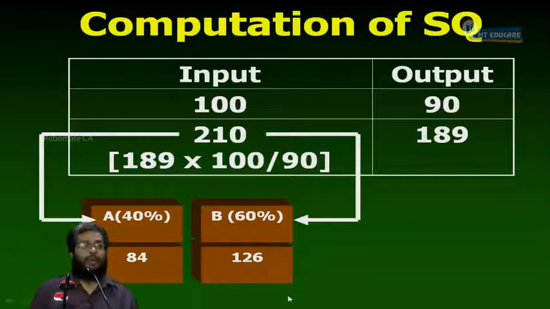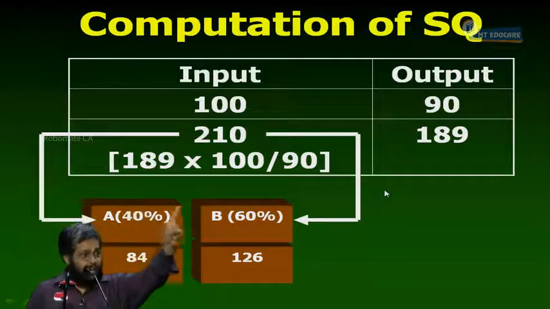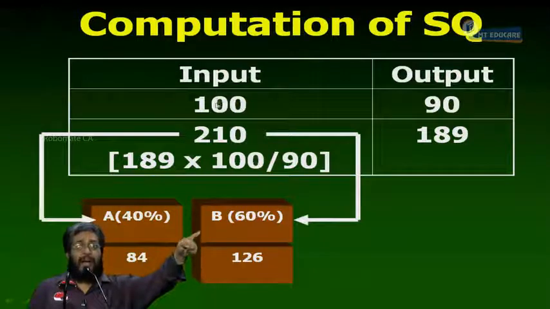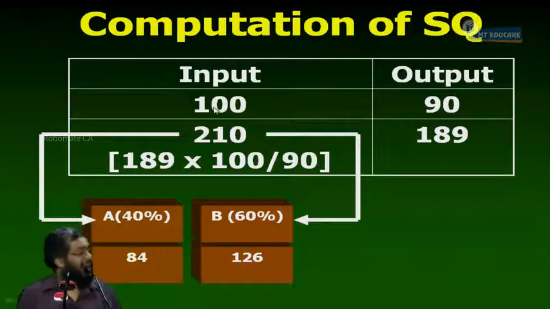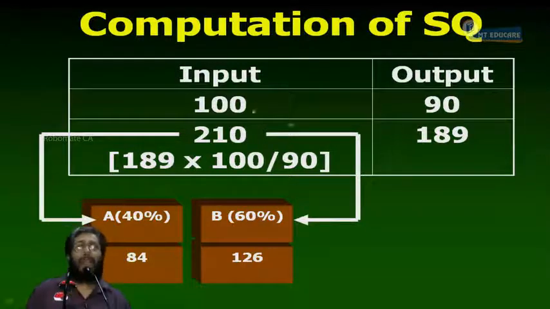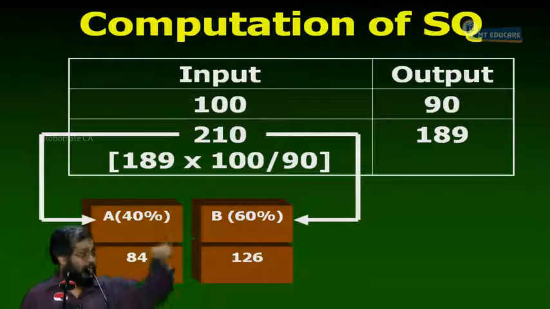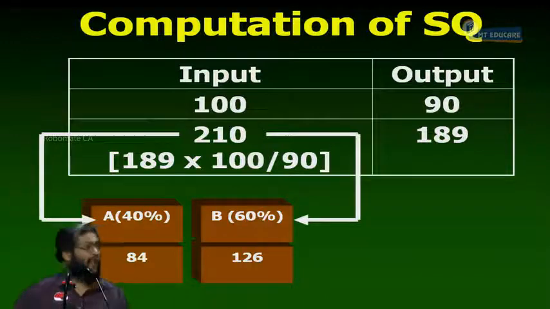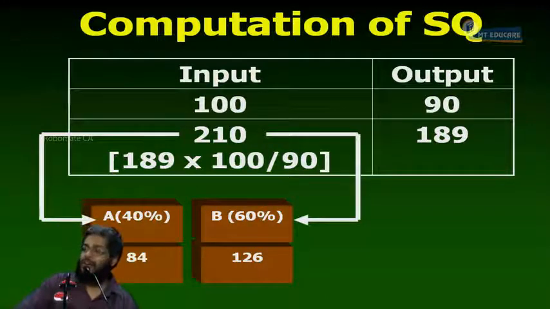How did I get 84 and 126? Very simple. At the beginning of the day, they said that for every 100 kg, you should get how much? 90 kg. Since I got 189, I should have put how many kgs? 210. The 210 is of A and B together, in what ratio? 40-60 standard mix. It should have been 84A and 126B. Everybody understood or not?